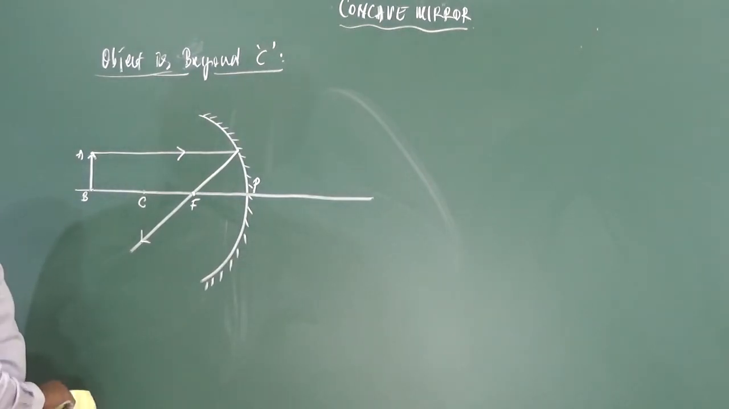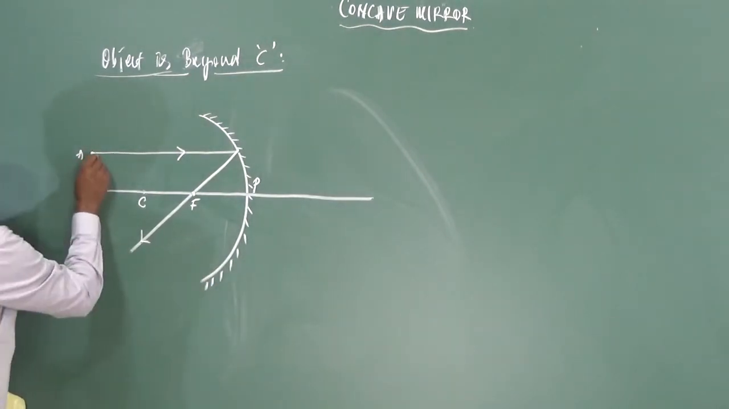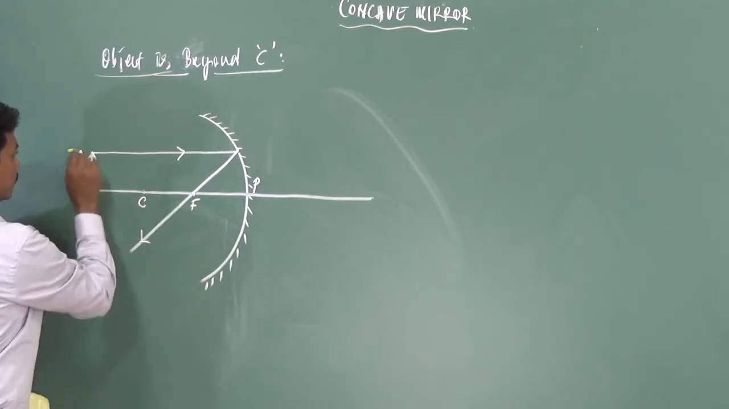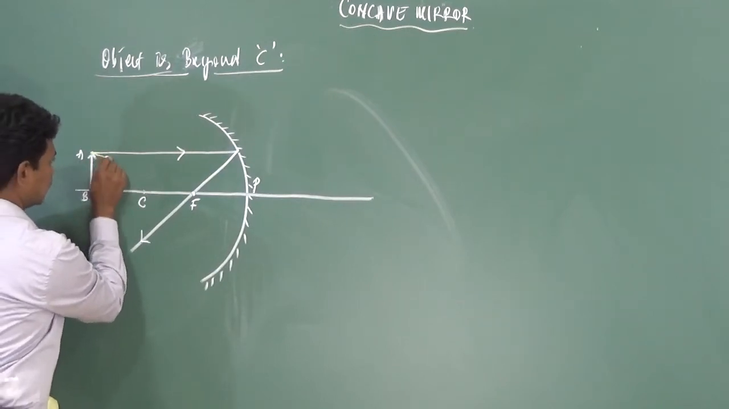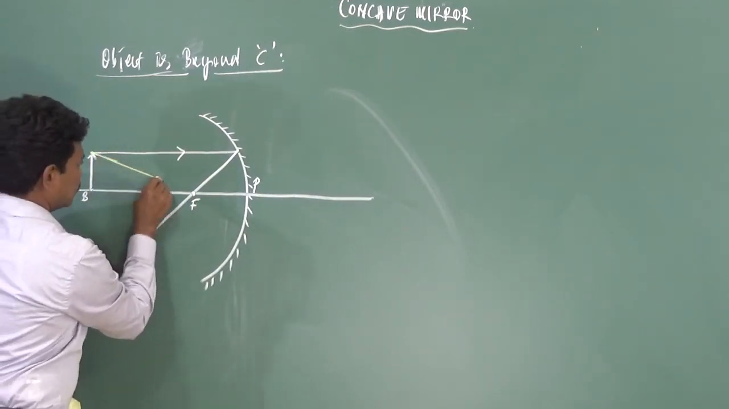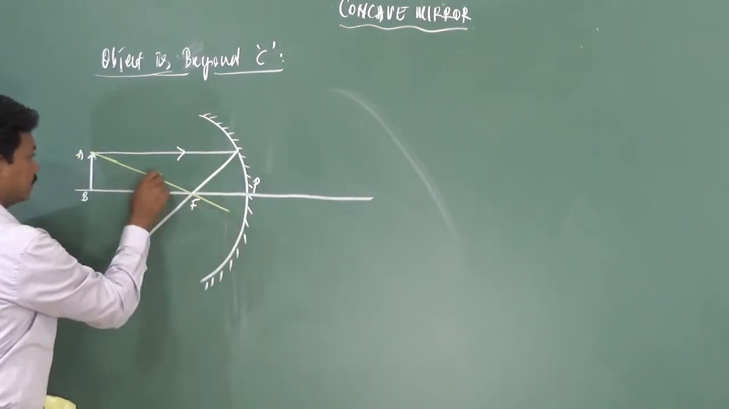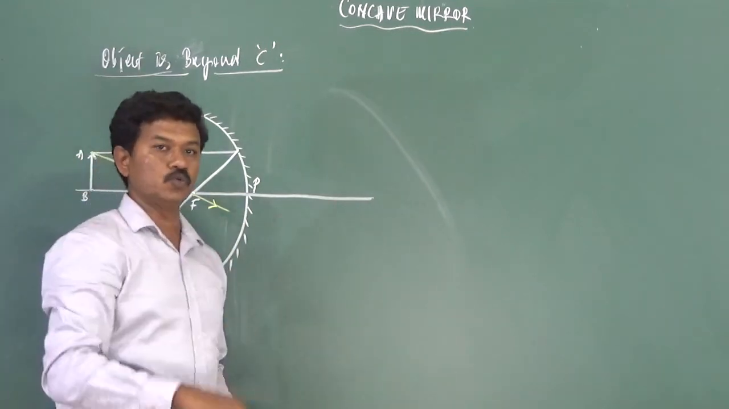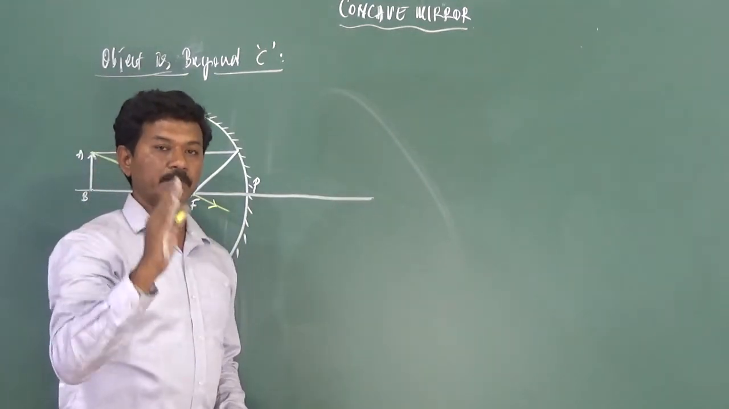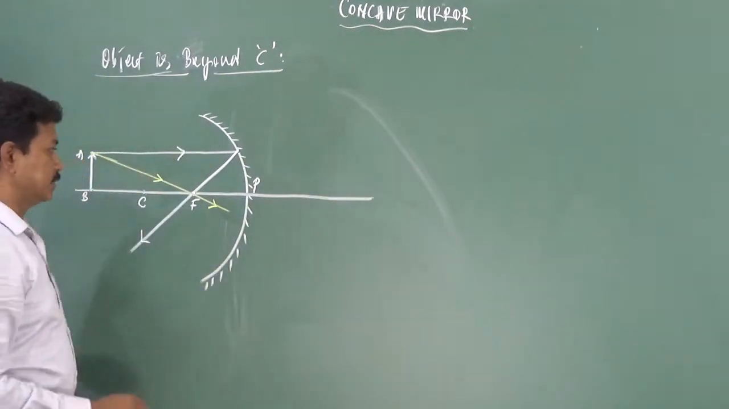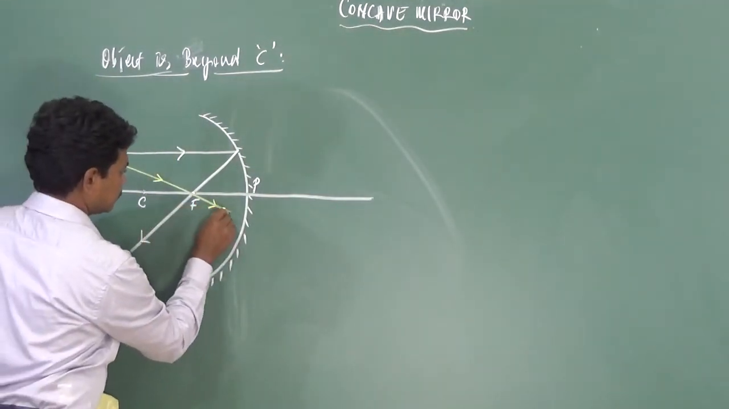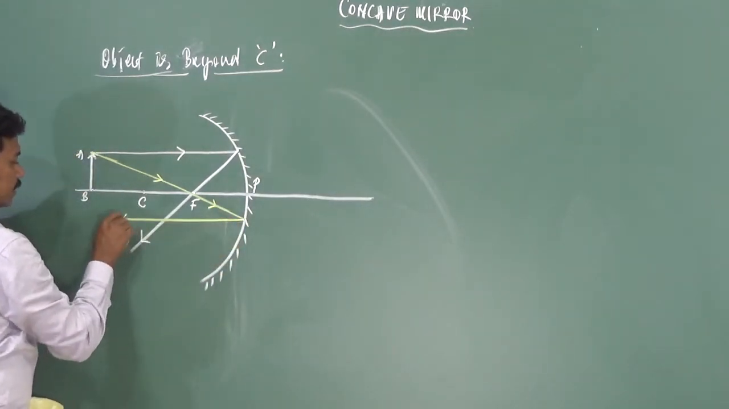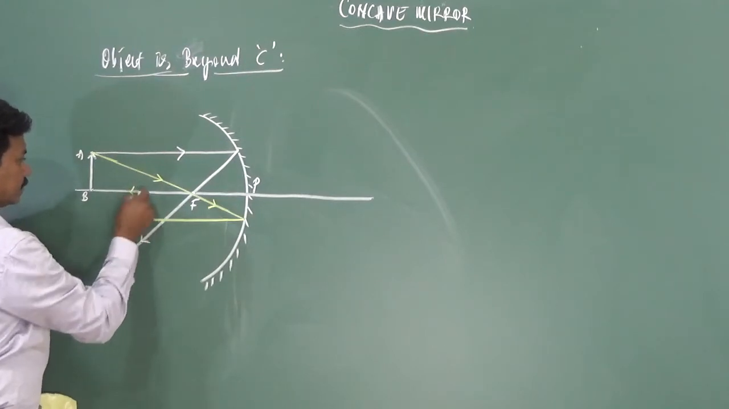Now let us go with another light ray. Let it start from point A. Remember this, let the light ray pass through the principal focus of the mirror. So here the light ray is travelling through the principal focus of the mirror, according to rule 2. After reflection the light ray should travel parallel to the principal axis. So the light ray travels, hits the mirror, gets reflected, and starts moving parallel to the principal axis.